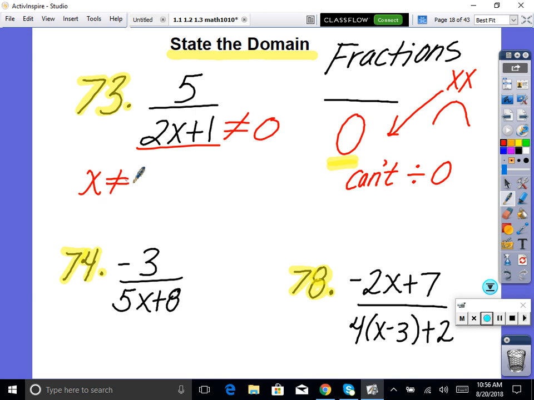So our domain, we don't have to write it. This isn't solving. I'm just asking you the domain. When solving, we write our answers in sets. But if I'm just asking you the domain, you can just say all real numbers except x cannot equal negative 1/2. We can plug in anything else. It's all good except for negative 1/2 because that would make it 0. So we just solved the denominator. So what would my restriction be here? All real numbers except x cannot equal.